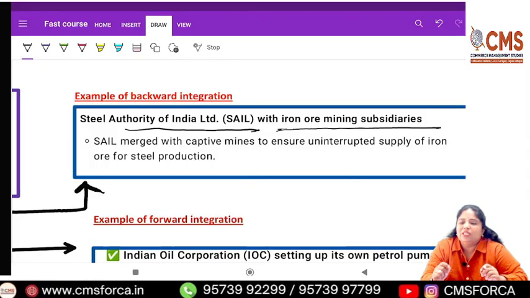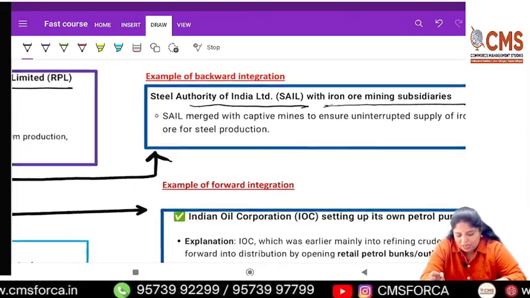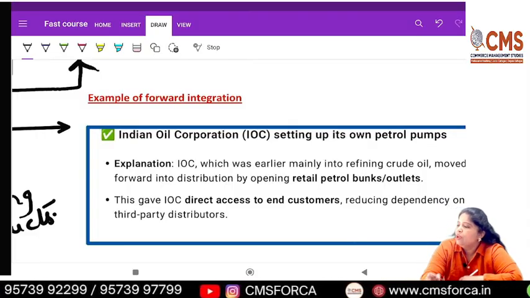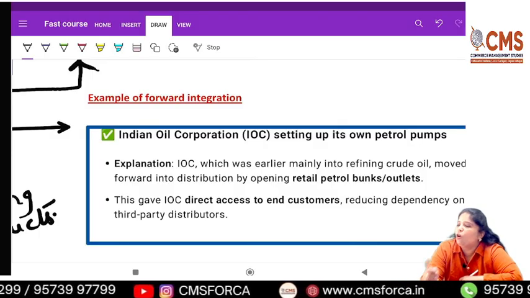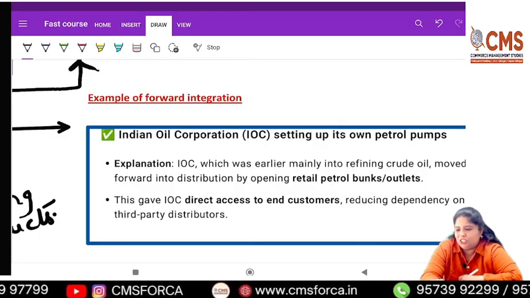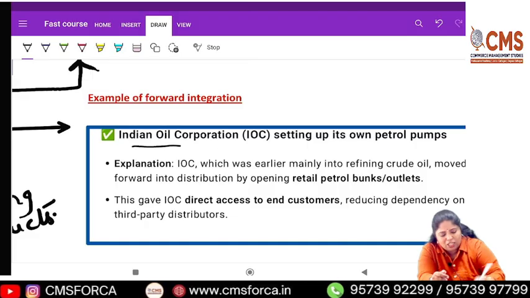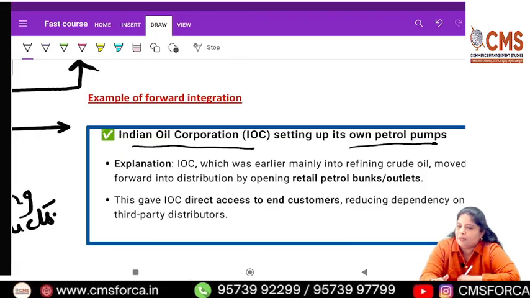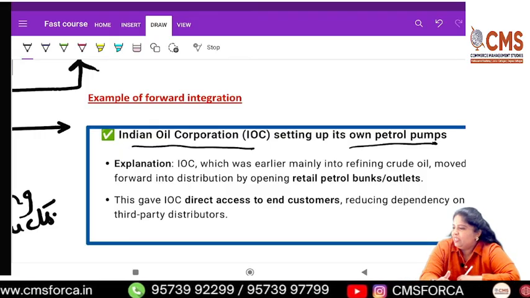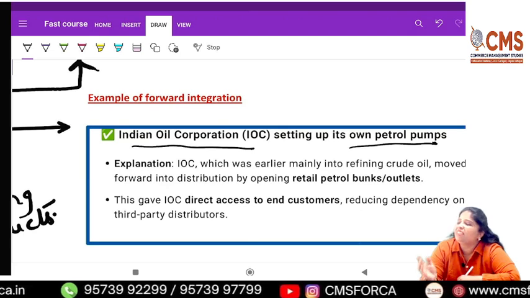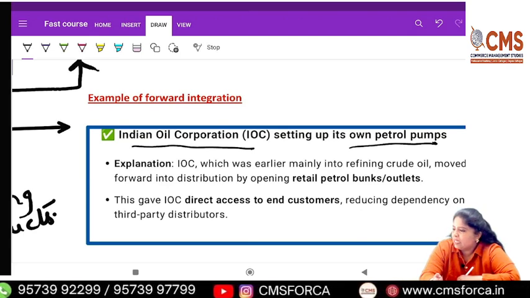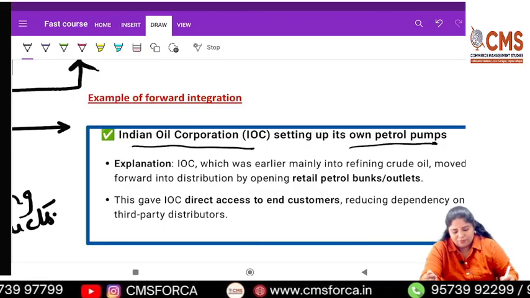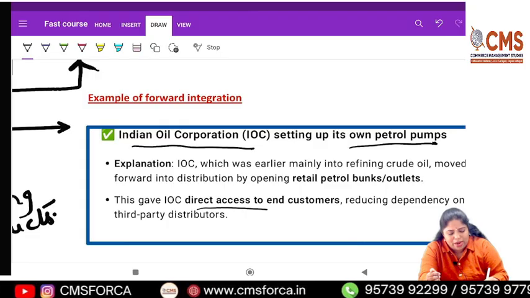Done? So that is how we have seen a couple of examples, and now just take a look at forward integration. With that, we will complete both horizontal and vertical merger. We have Indian Oil Corporation setting up its own petrol pumps. So what is it? Forward. By setting up their own petrol pumps, they are trying to interact directly with customers. Setting up their own outlets, right? Direct access to end customers.